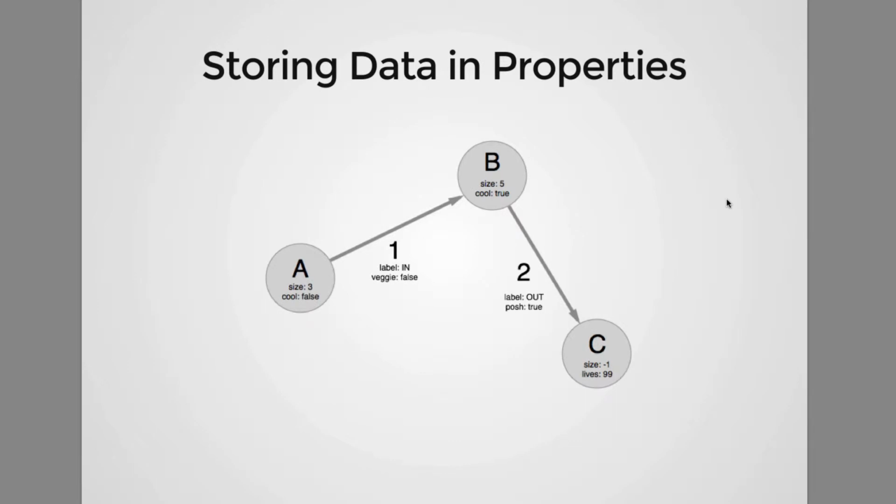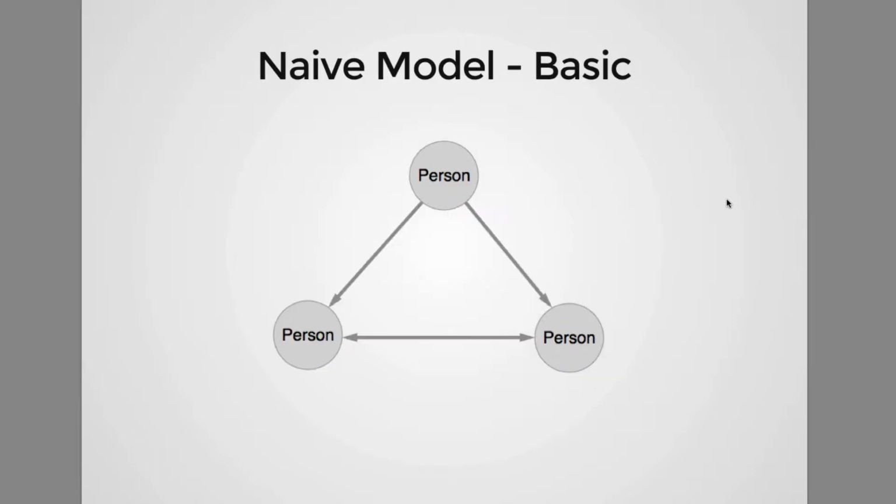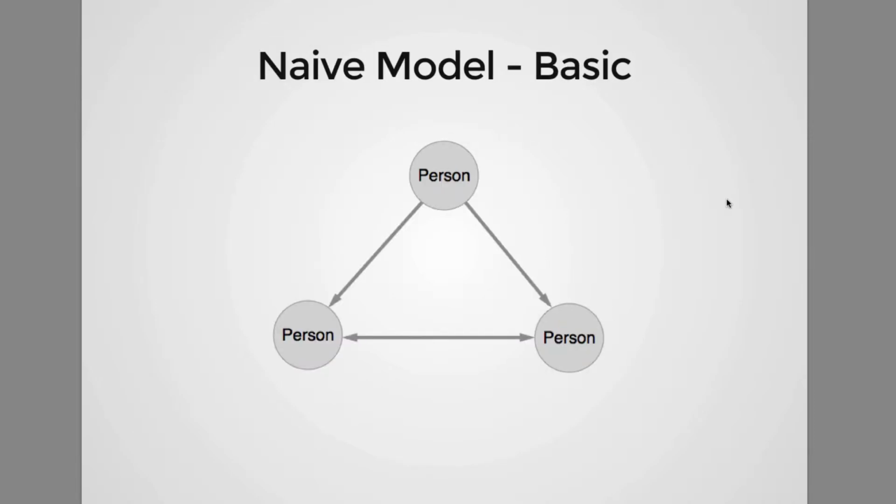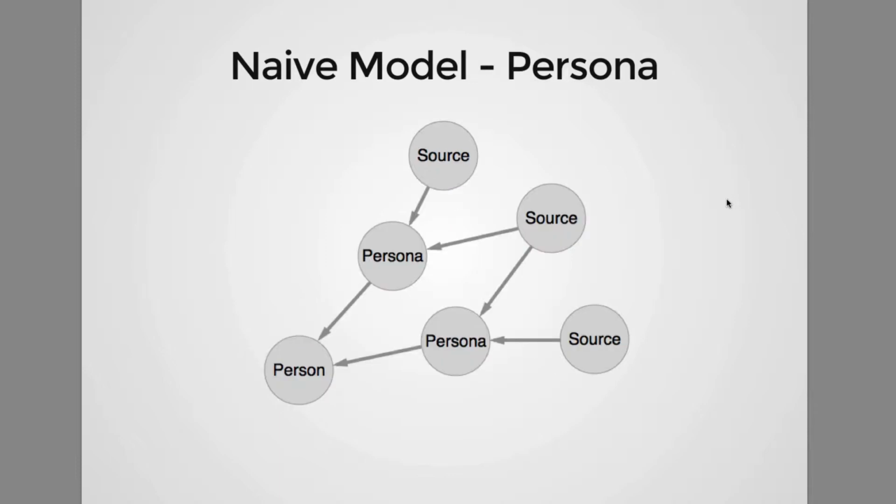So A can have a property called size, and C, size -1, and 99 lives left, et cetera, et cetera. So we can store data in a graph really easily. It works really well. We have relationships between people. We can even do personas, where persons are made up of personas, which have sources. There's a gazillion things we can do with that. Needless to say, we can model what we need to model.